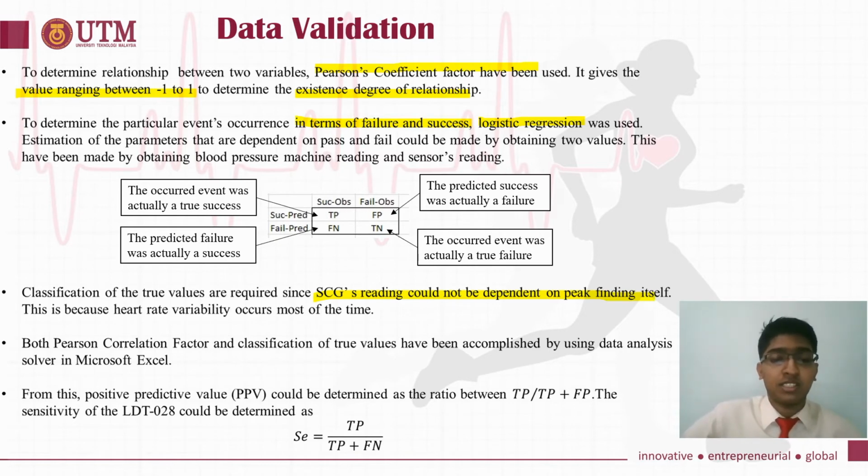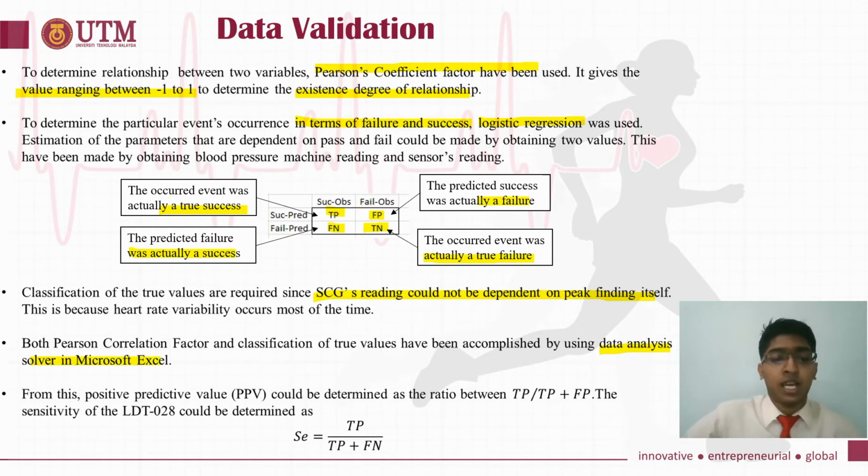Therefore, classification of true values has been made by true positive, false positive, false negative, and true negative. A true positive is where the occurred event was a true success, and a false positive is where the event was a failure. A true negative is where the occurred event was a true failure, while a false negative is where the occurred event was a true success.